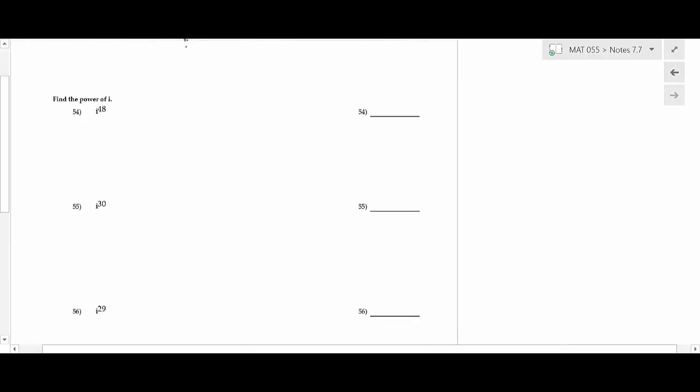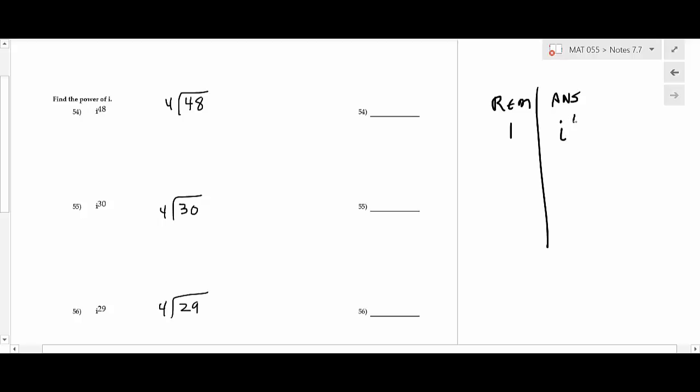Now we're going to do i to the 48th. Here's what you do: just take the exponent and divide by 4. That's what we're going to do on every single one of these problems from now on, over and over again, divide by 4. Now I'm going to write this little chart here, which might help you a little bit. This is the remainder. If the remainder is 1, the answer is i to the 1st. If the remainder is 2, the answer is i to the 2nd, which is negative 1. If the remainder is 3, then you end up with i to the 3rd, which is negative i.